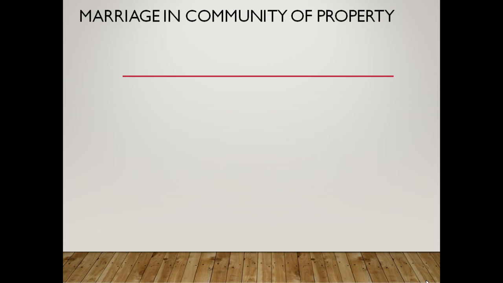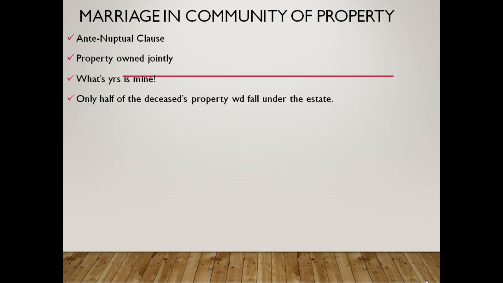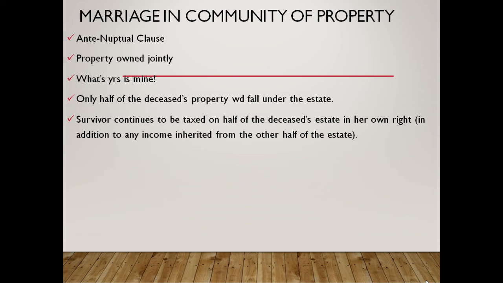The opposite scenario is a marriage in community of property. We call it antenuptial clause, where property is jointly owned. So what we do, we will split the property 50-50%. The first 50% will not form part of the deceased estate, but the second 50% will form part of the deceased estate. So the surviving partner will be taxed on his 50%, which does not form part of the deceased estate, and also on whatever share he is going to receive from the deceased estate.